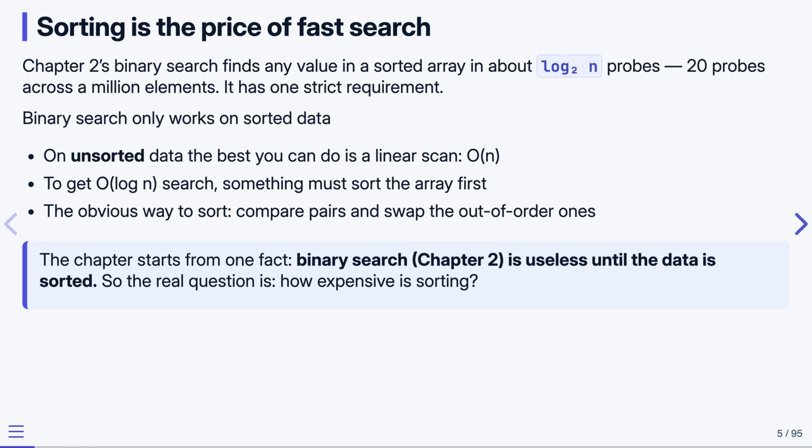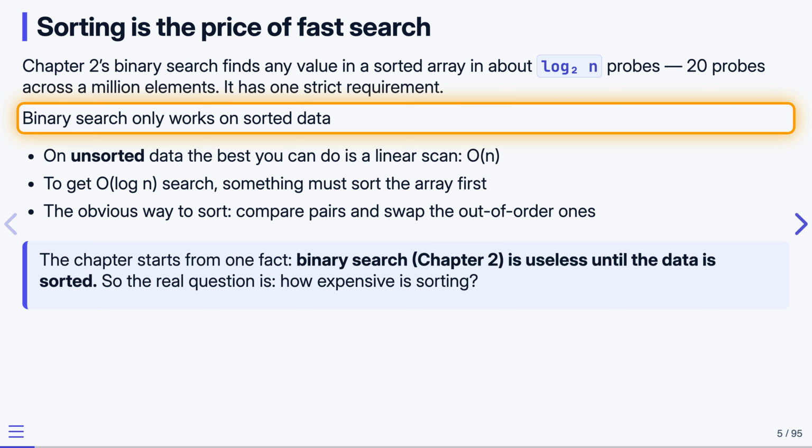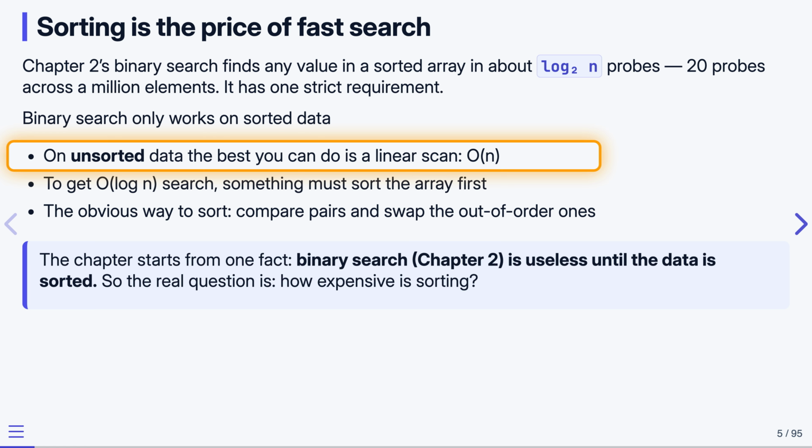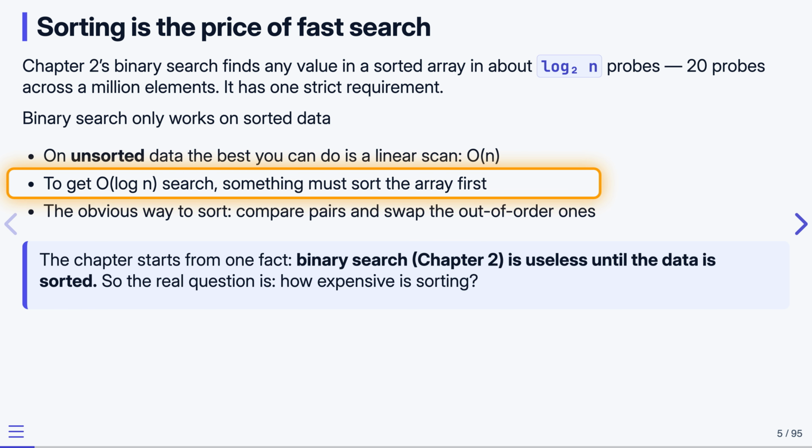Back in Chapter 2, binary search found any value in a sorted array in about log base 2 of n probes. That is roughly 20 probes across 1,000,000 elements, but it has one strict requirement. Binary search only works on sorted data. If the data is not sorted, that speed is gone. On unsorted data, the best you can do is a linear scan. You check every element one by one, and that costs big O of n. So to get big O of log n search, something must sort the array first.